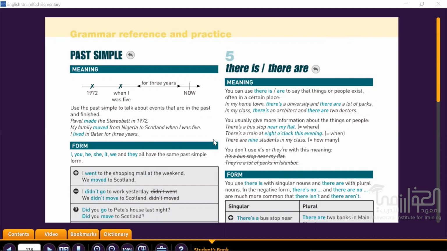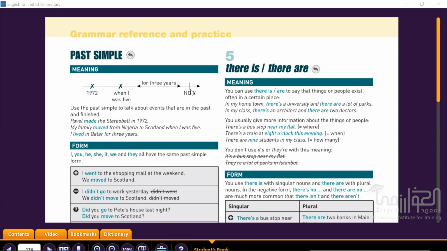Today's lesson is on the past simple. And once again, my name is Mustafa Banaman. The past simple, that is Madi Basit. Now, what is the meaning of past simple? Let's first start with the timeline.